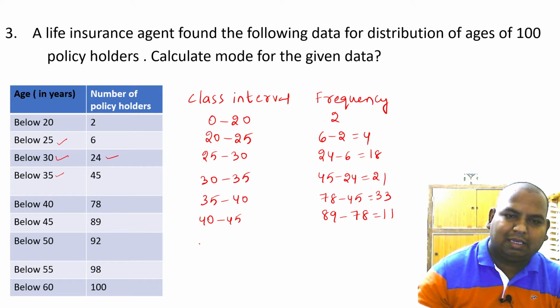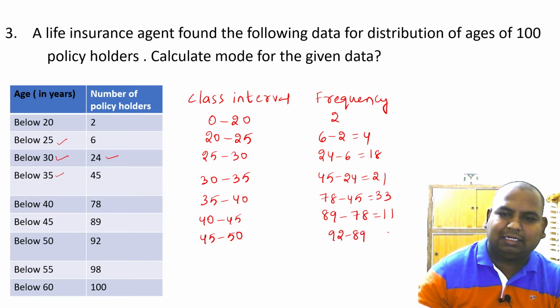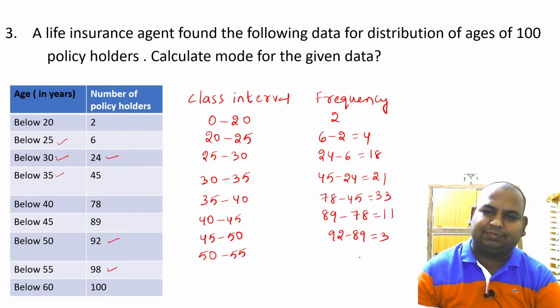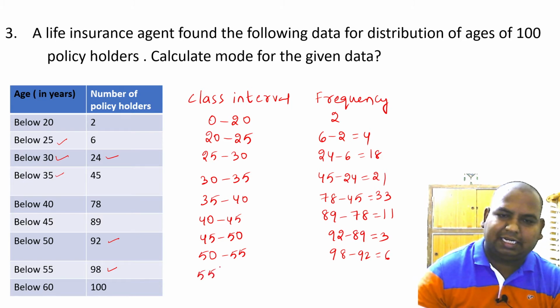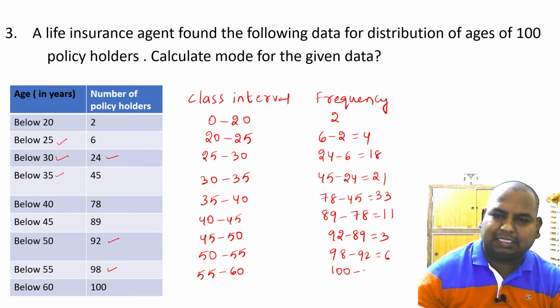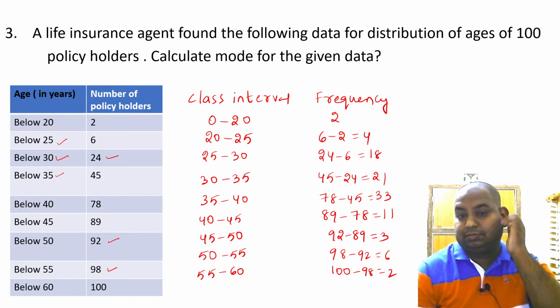In between 45 to 50, 92 minus 89, we'll have 3. In between 50 to 55, below 55, 98 people, below 50, 92 people, in between 50 and 55, 98 minus 92, that is 6. 55 to 60, 100 minus 98, that is 2. Got it?